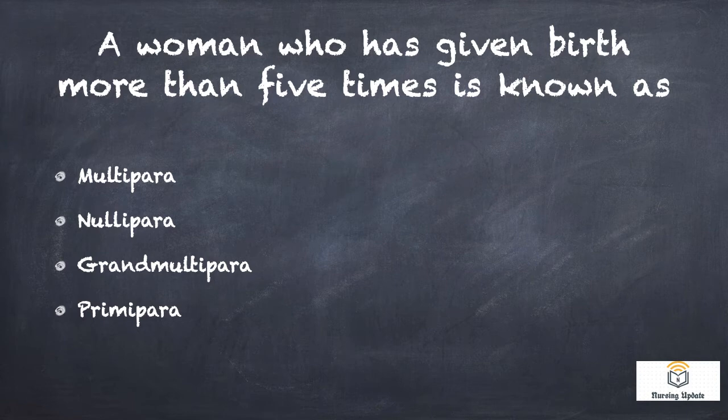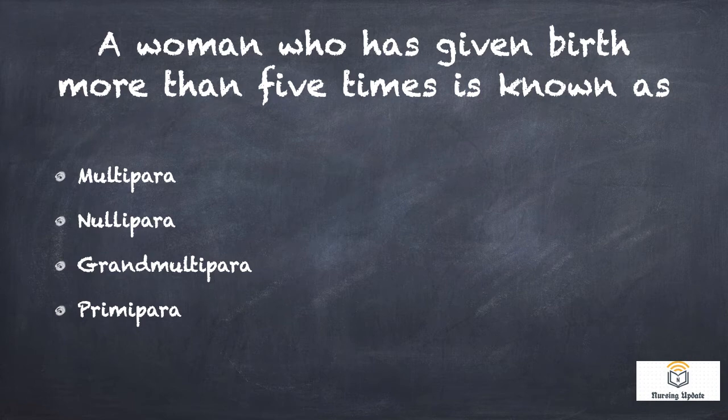What is multipara? Multipara means the woman who has given birth 2 or more times. What is nullipara? A woman who has not given birth to a viable child. What is grand multipara? A woman who has given birth more than 5 times. And what is primipara? The woman who is giving birth for the first time.